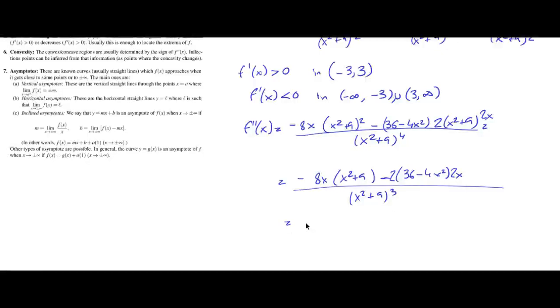If you operate on this, what you have is (8x³ - 216x) divided by (x² + 9)³. And 216 is a multiple of 8, so this is just 8x multiplied by (x² - 27), divided by (x² + 9)³. So the changes of concavity are going to be at 0, and then at the square root of 27, which is 3 times the square root of 3.